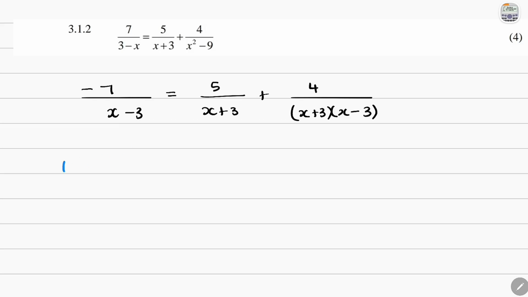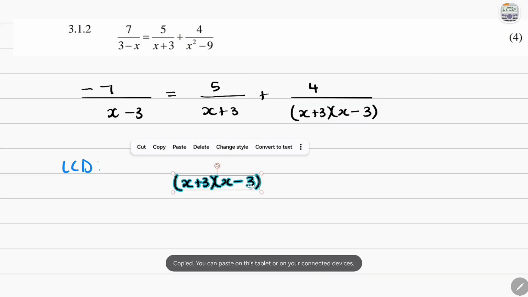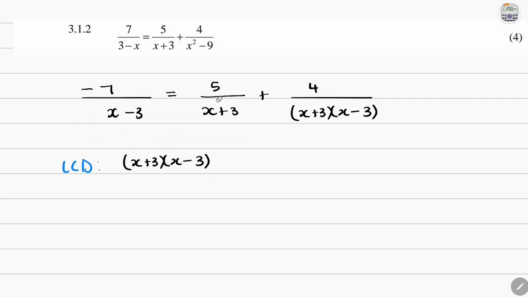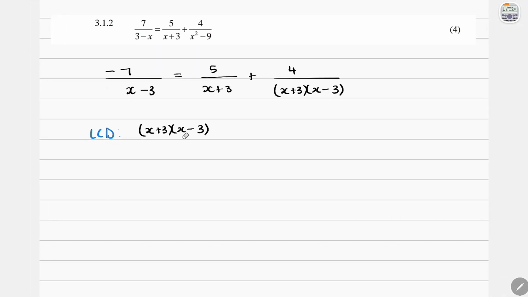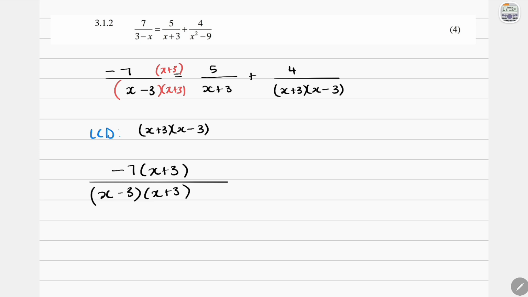So now looking at this, what should the LCD be? What should their common denominator become? It should clearly become x plus 3, x minus 3, because this one can definitely become that, and that can definitely become that. That one we don't have to change, it's already there. Okay, so now how do you get this fraction to have this denominator? You would do that by multiplying its numerator and denominator by x plus 3. So here we will have negative 7 times x plus 3 over, and now the denominators are the same, so x minus 3 and x plus 3. And we're done with that one.